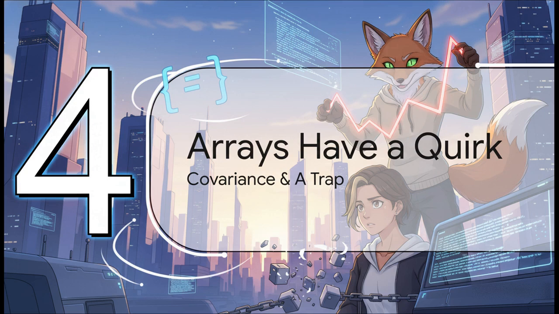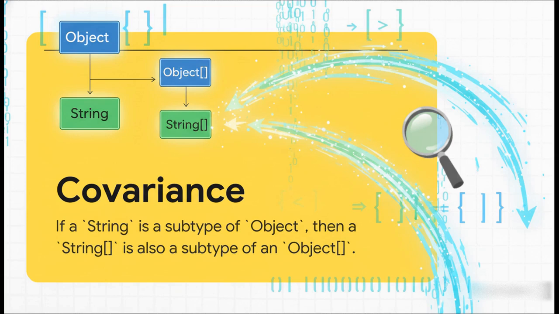All right, for our last big topic, we need to talk about something, well, quirky. Arrays have a very interesting and important quirk that every single Java developer needs to know about. It's a concept called covariance, and it hides a very sneaky trap. So, what in the world is covariance? On the surface, it's pretty straightforward.